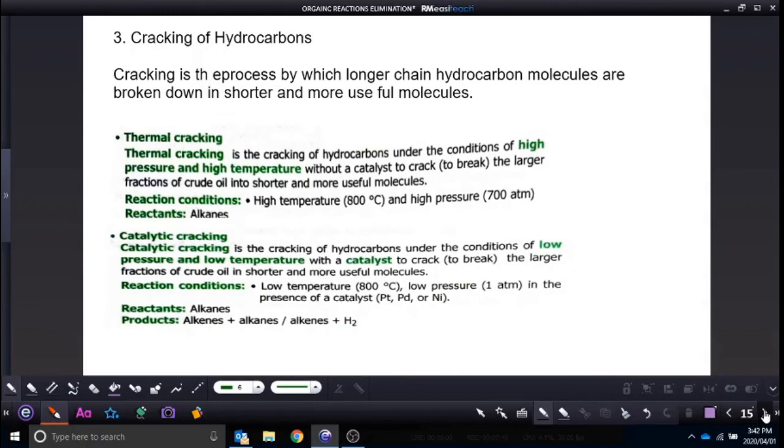Now we are at number 3, cracking of hydrocarbons. This is actually an application process as well. Cracking is the process by which longer chain hydrocarbon molecules are broken down into shorter and more useful molecules. We get thermal cracking and catalytic cracking. Thermal cracking is the cracking of hydrocarbons under high pressure and high temperature. Reaction conditions: high temperature, high pressure, and the reactants are alkanes. Catalytic cracking is the cracking of hydrocarbons under conditions of low pressure and lower temperature with the help of a catalyst. The temperature is lower than 800, with low pressure and a catalyst. The reactants are alkanes, and we form alkenes and alkanes, or alkenes and hydrogen.